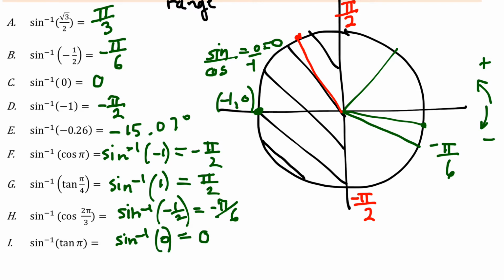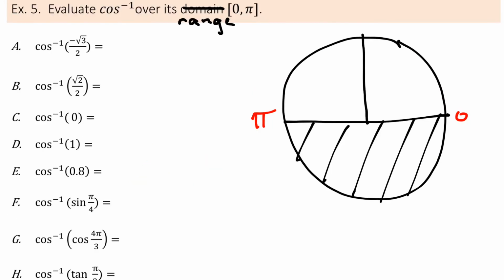All right, so we utilized our circle over here to solve these inverse sine problems. Okay, now we're going to try something similar. This time we're talking about evaluating the inverse cosine function. So the answers have to fall between 0 and pi this time. That's the range of answers for the inverse cosine function.